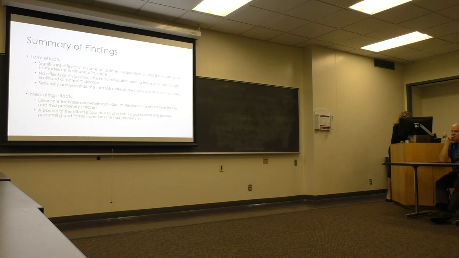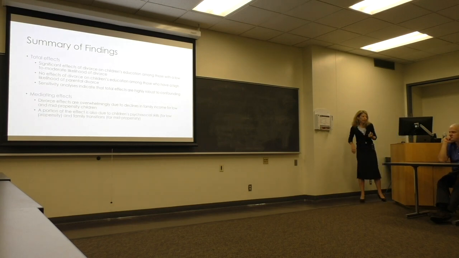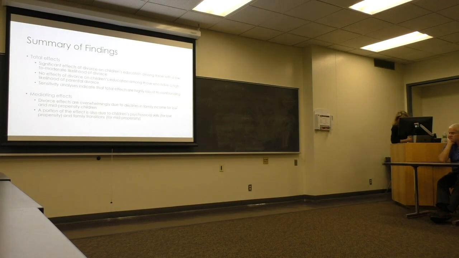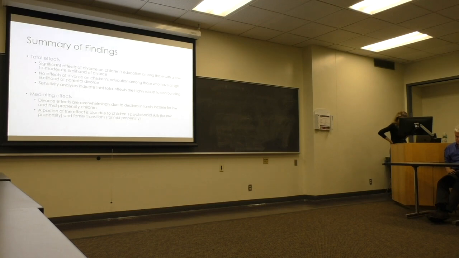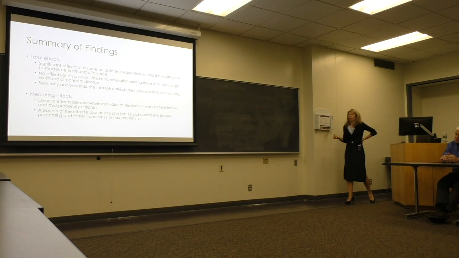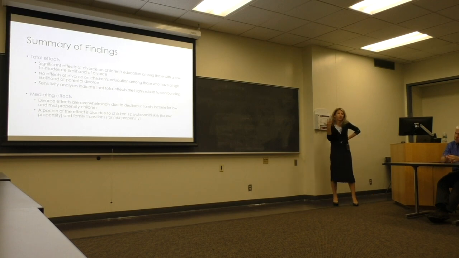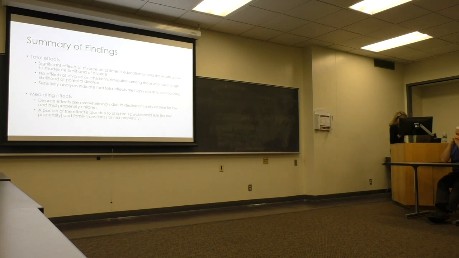Psychosocial skills explain a portion of the effect for those with the low propensity, and family relationship transitions explain a portion for those with moderate propensity. Cognitive skills play no role in the negative effect of divorce on children's education. We thought maybe they would play a role in terms of measurement error, that you're picking up some of the psychosocial components, but we didn't even find that.